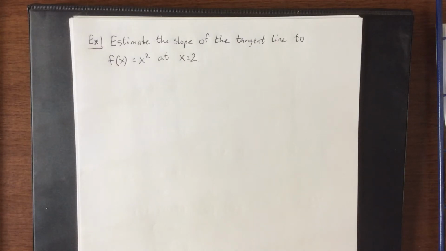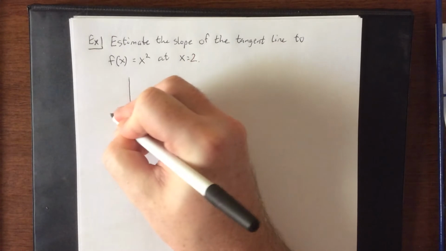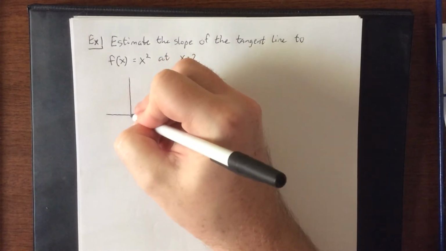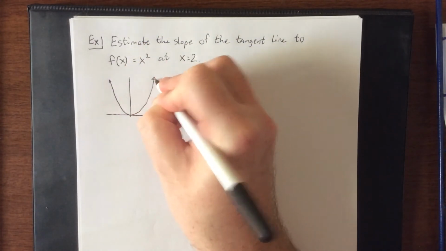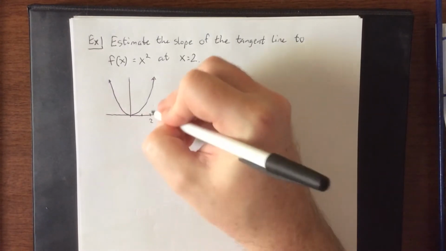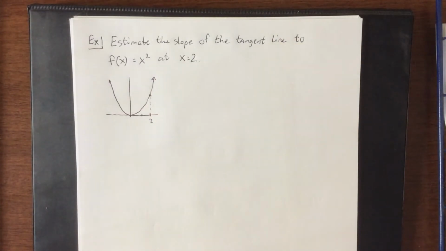So to demonstrate the material from the last video, I'd like to consider the following example problem. I would like to estimate the slope of the tangent line to f of x equals x squared at the point x equals 2. First and foremost, I certainly hope everybody has a decent idea of what the graph of f of x equals x squared looks like. It's known as the squaring function, and it is represented by a parabola opening in the upward direction. Even if you don't have an exact picture of it, you can kind of eyeball it like so.